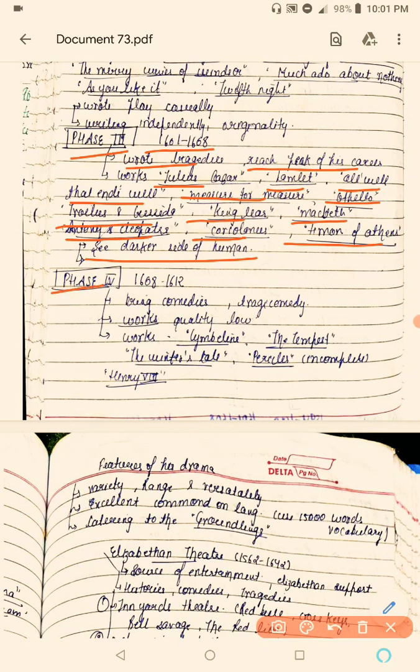The phase 4, the time period of this phase, was 1608 to 1612. At that time, he brought comedies and wrote tragicomedies. The work's quality was poor. Some important works are Cymbeline, The Tempest, The Winter's Tale, Pericles, which was incomplete, and Henry VIII.